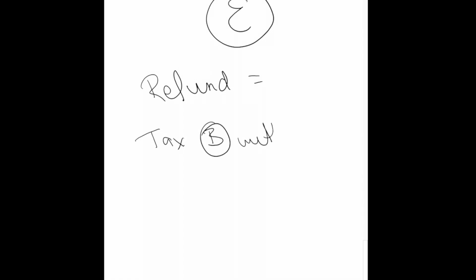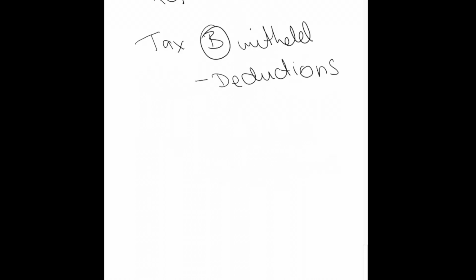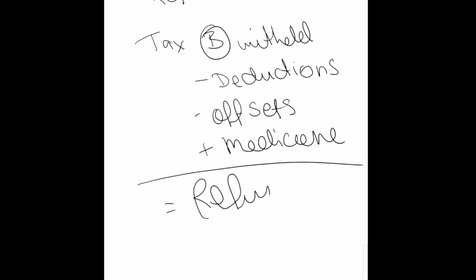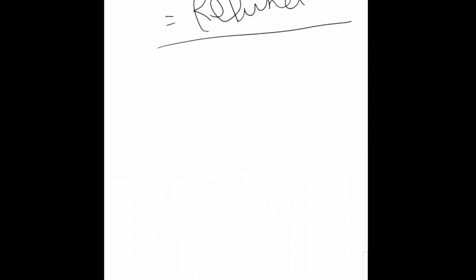Now, this is where some people get caught up when they decide to start their own business and they become a sole trader. With your boss, he holds off the deductions. We've got the tax that's withheld, the deductions, the offsets, we add the Medicare, and then that is what we get with the refund. Now, if you decide to become a sole trader, you don't actually pay any tax.